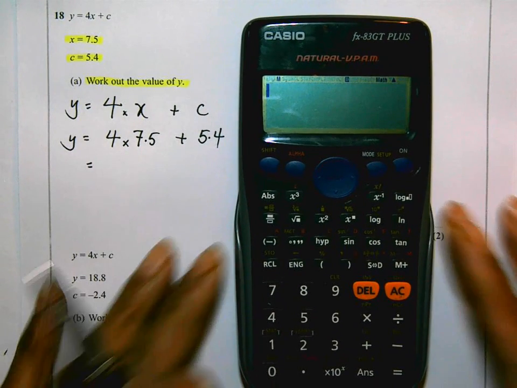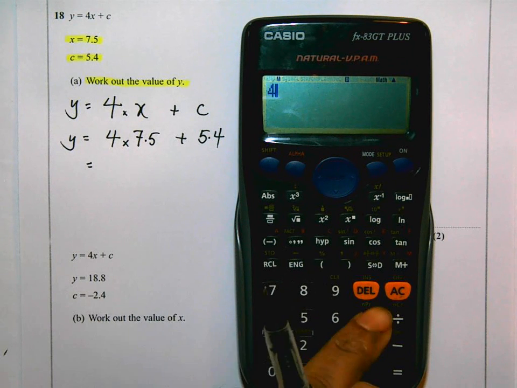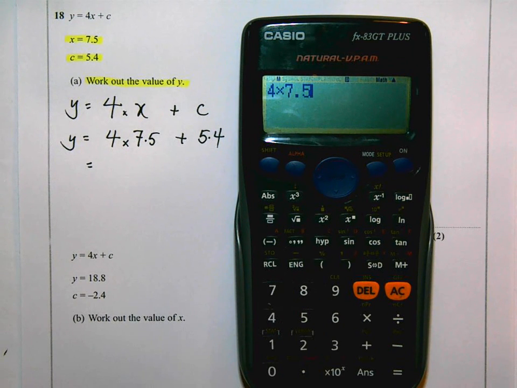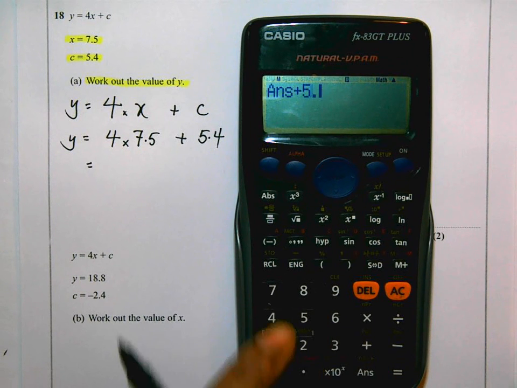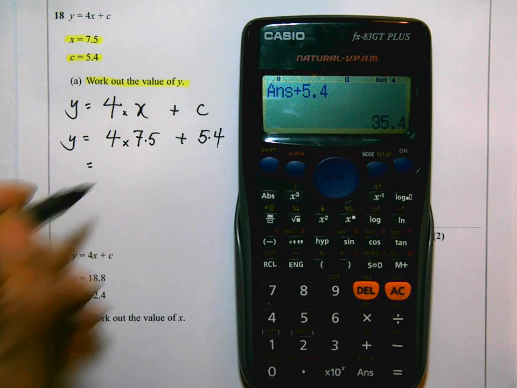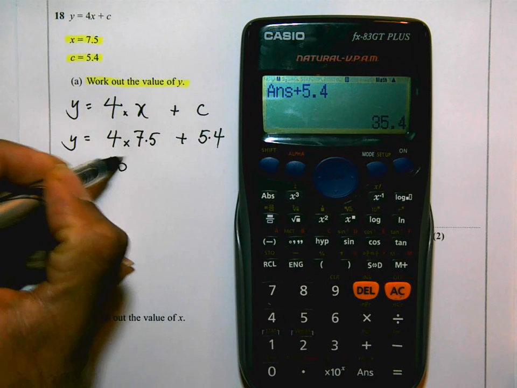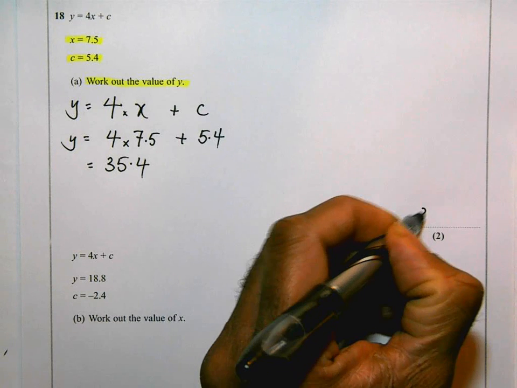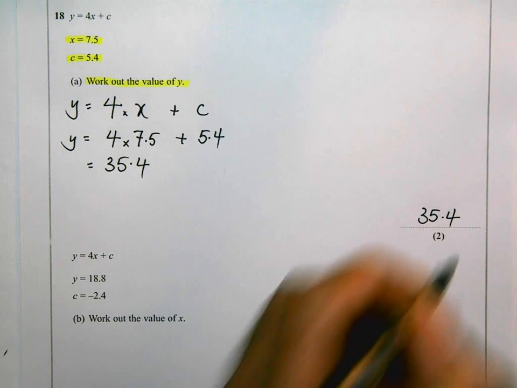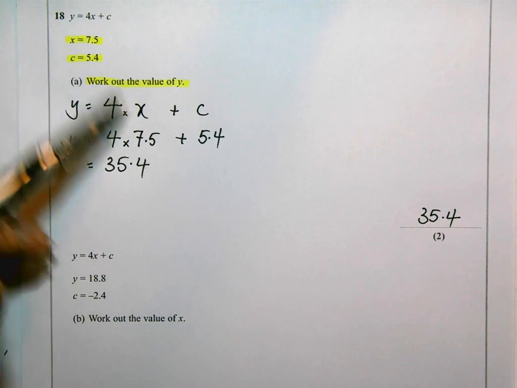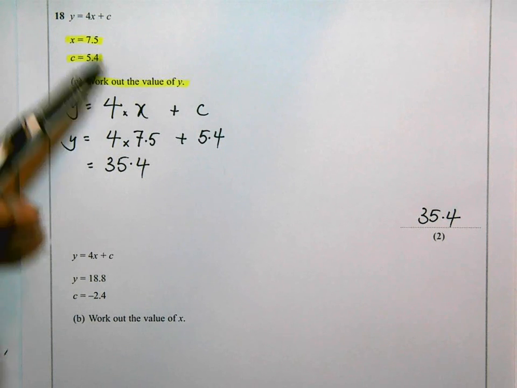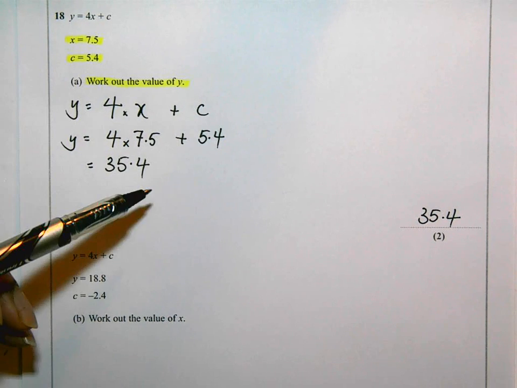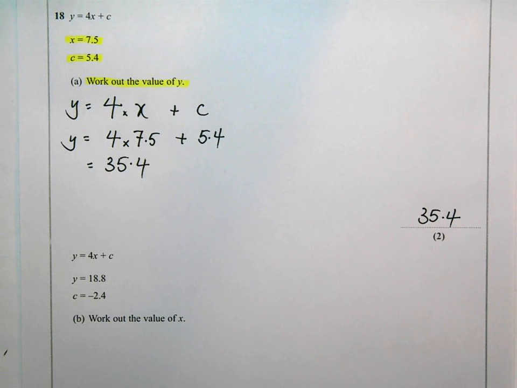Okay, so I've got 4 times 7.5. Work that out, and that's 30. I'm going to add that to 5.4, and that's going to equal 35.4. And that's my answer to part A of this question, 35.4. This is a substitution question where you replace x with the number it gives and replace c with the number that it gives, and then you can work out your answer pretty straightforwardly there.